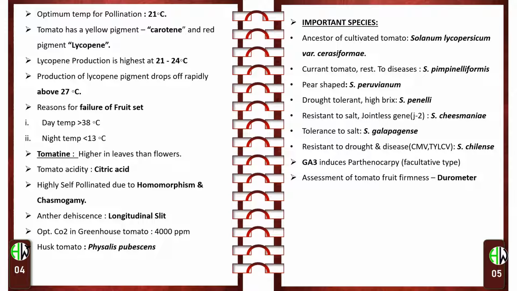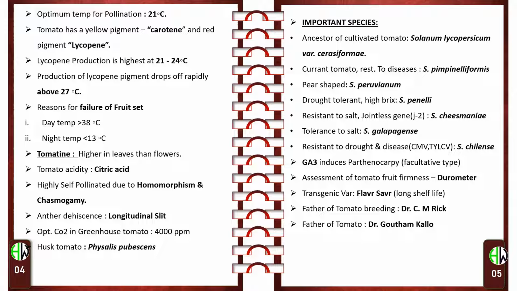Assessment of tomato fruit firmness is done by durometer. Transgenic variety of tomato is Flavr Savr, it has long shelf life. Father of tomato breeding is Dr. C. M. Rick. Father of tomato breeding in India is Dr. Gautam Kalloo. Gray wall is due to potassium deficiency. Golden flake is due to excess of calcium oxalate.